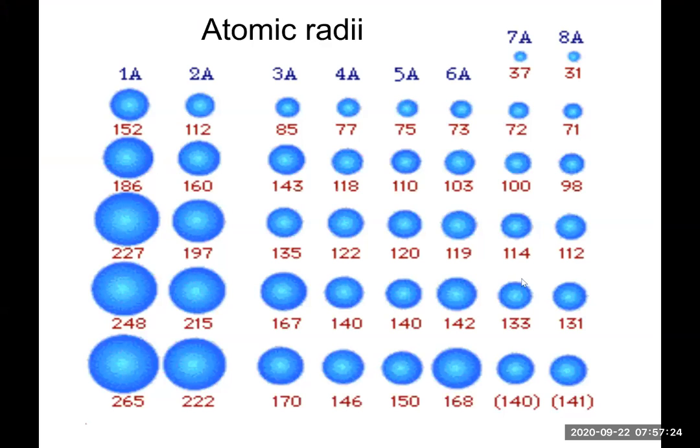You can see that there's a trend on the periodic table associated with atomic radius, and that trend increases from top to bottom of a group column or family, and also from right to left on the periodic table, with the largest atomic radius being down here in the southwest corner of the periodic table.